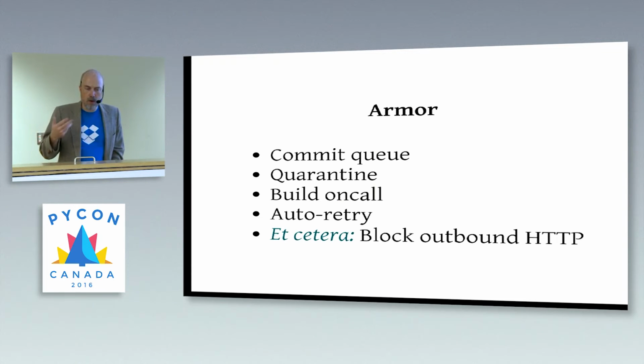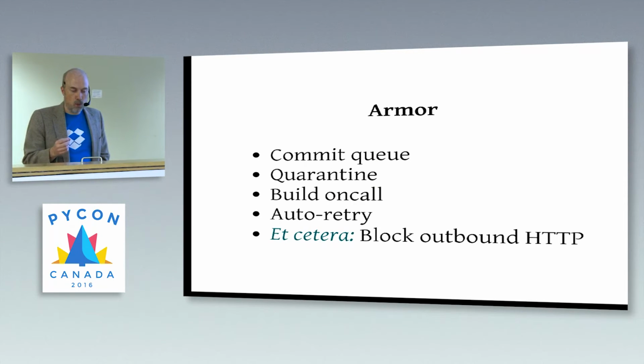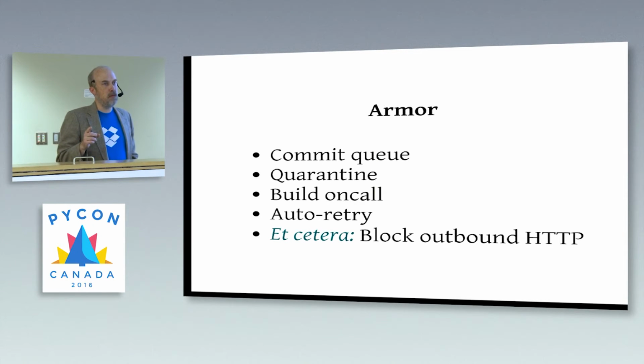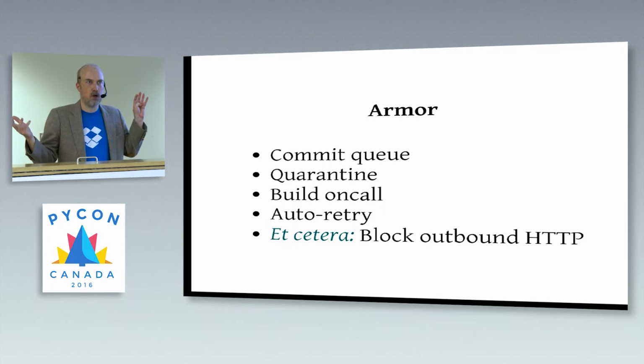So commit queue, quarantine, an on-call dedicated to the build, auto retrying, and there were a few other tricks. I'll mention one: block outbound HTTP. One weekend, a bunch of tests all failed. Like 20 tests all broke.